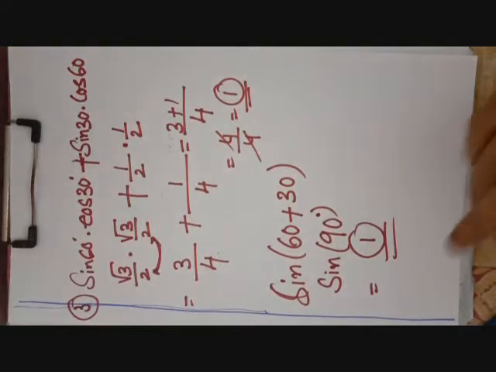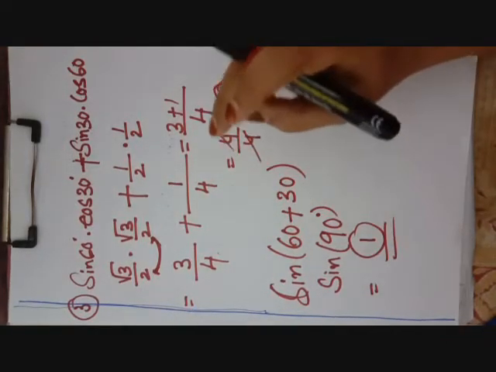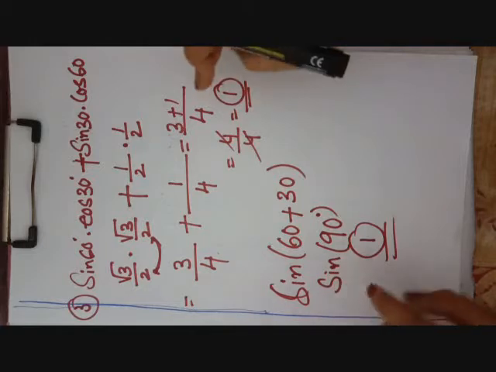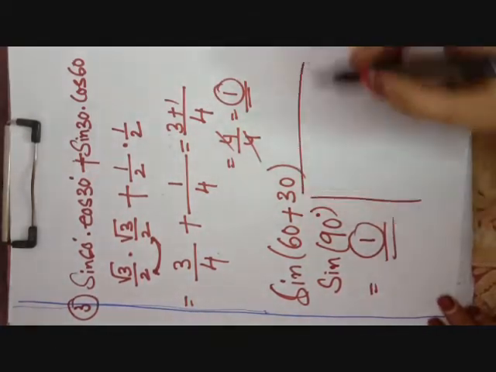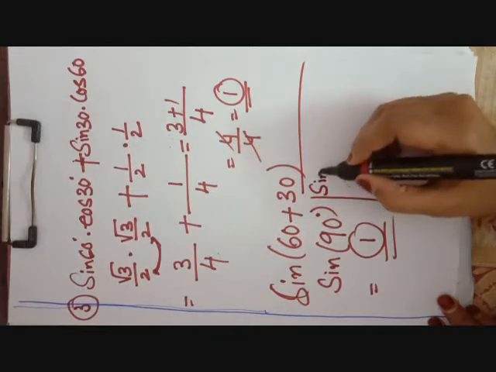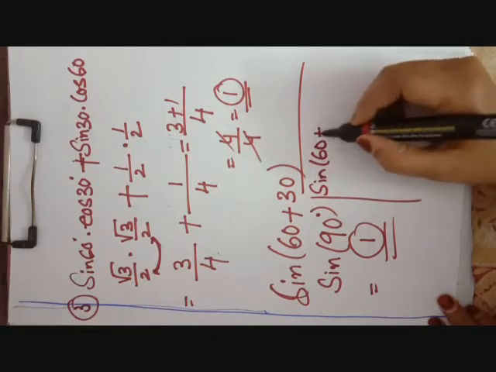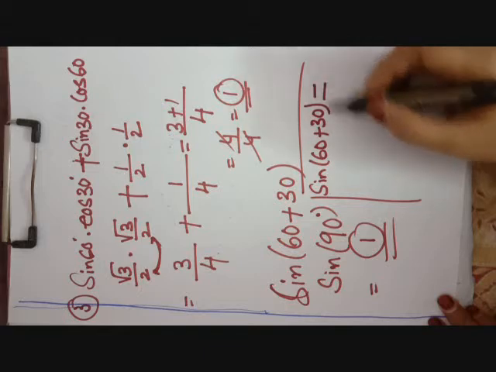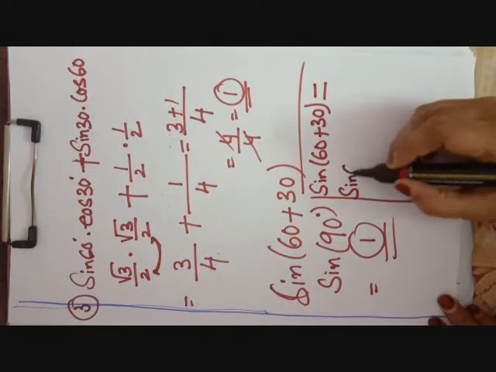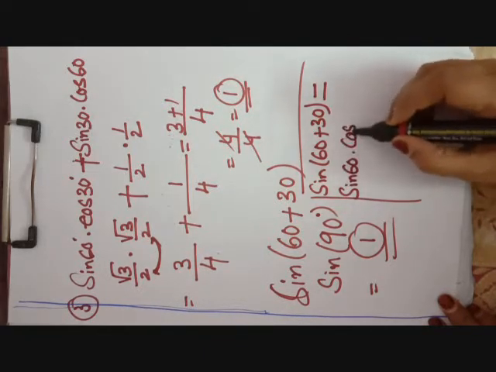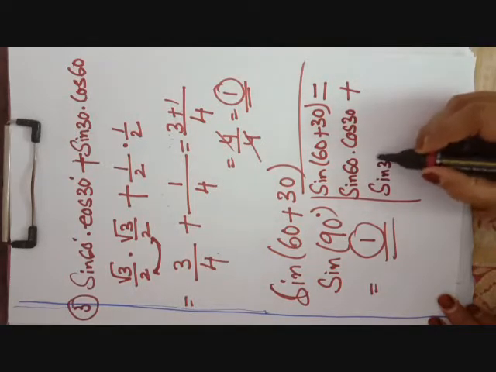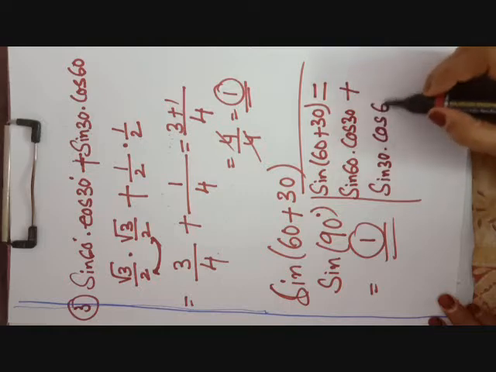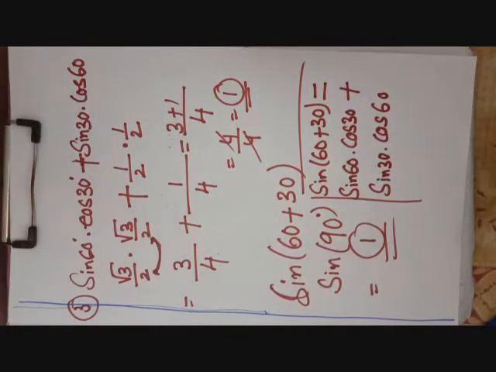Next, what is it asking us to conclude? What do you notice from this? That both answers are 1. That is, sine 60 plus 30 is equal to sine 60 into cos 30 plus sine 30 into cos 60. We conclude that these both are equal.